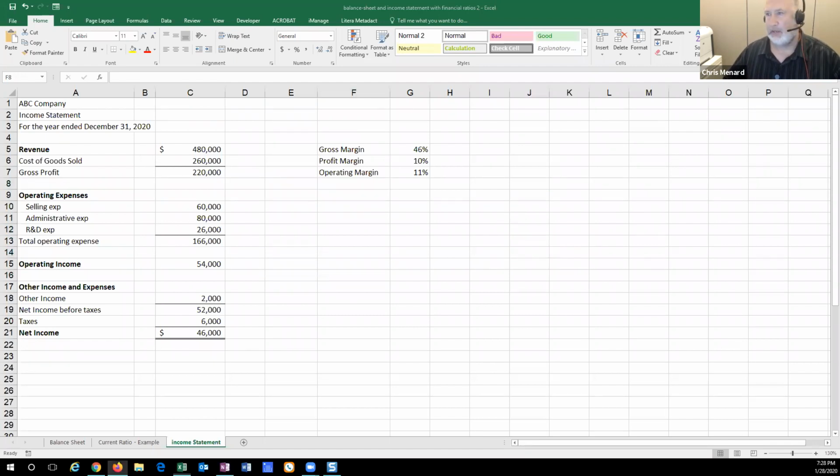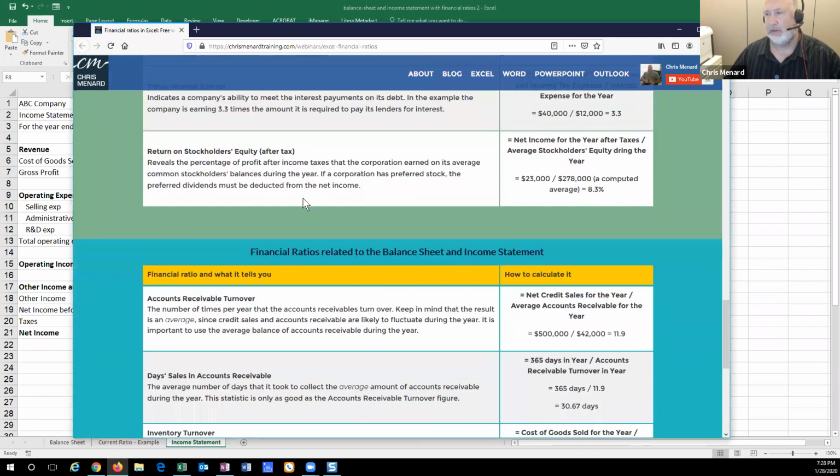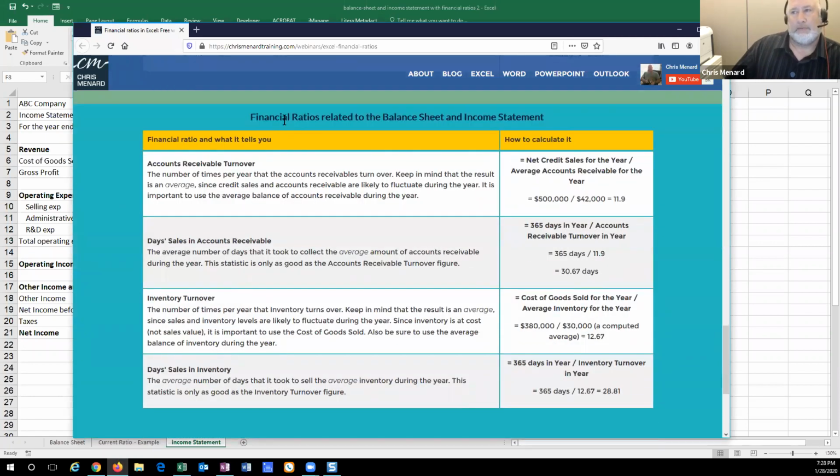Let me show you where we're at on my list. Financial ratios related to the balance sheet and the income statement. Account receivable turnover. Let's go figure this out. This one's interesting. It's net credit sales for the year divided by the average accounts receivable for the year.